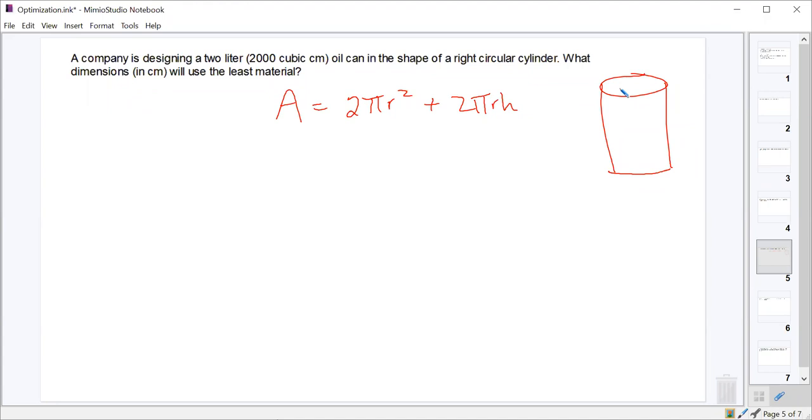And from there, we want to minimize that surface area. But what's the problem that we've got here within this equation when we try to take a derivative with respect to r? Three variables. Yeah, we got an extra variable. We got an r and an h on the right-hand side. So we've got to find some way to get rid of that h. Any thoughts on how we might do that? How are you going to eliminate that h? Any thoughts? Anybody? What other information is given to us in this problem?